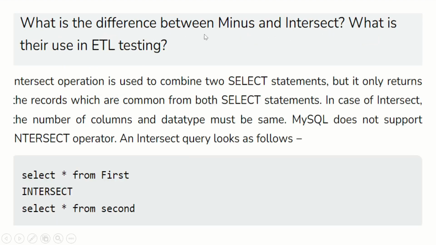What is the difference between minus and intersect? What is their use in ETL testing? The intersect operation is used to combine two select statements, but it only returns the records which are common to both select statements. In the case of intersect, the number of columns and data types must be the same. MySQL does not support the intersect operator. An intersect query looks as follows: select star from first, intersect, select star from second.